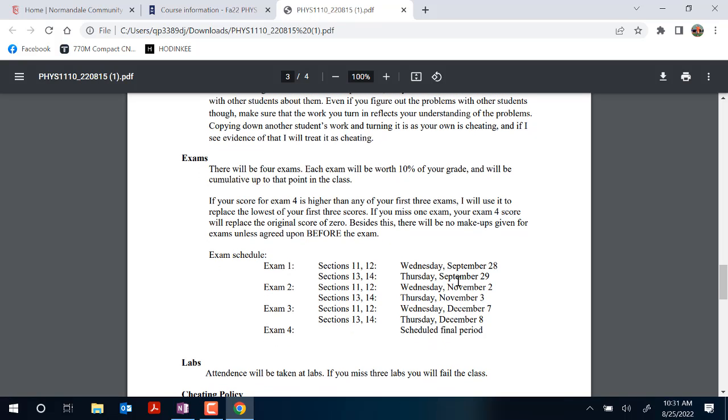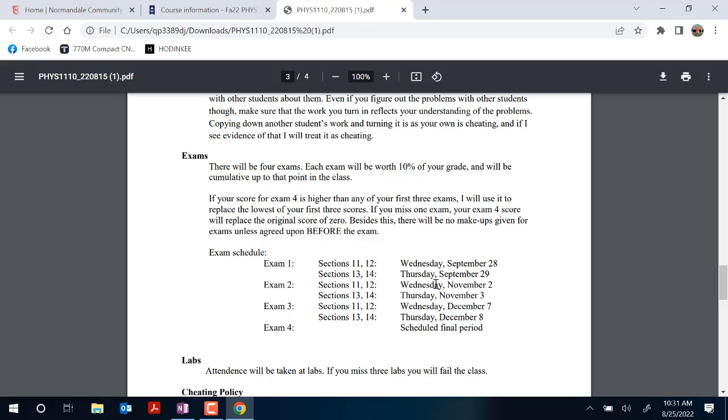And that is the exam schedule we're going to use. So if you can't make it to one of those, let me know ahead of time. And just like the labs, if you can't make it to your class meeting, but you can make it to the other one for the exam, feel free to do that.